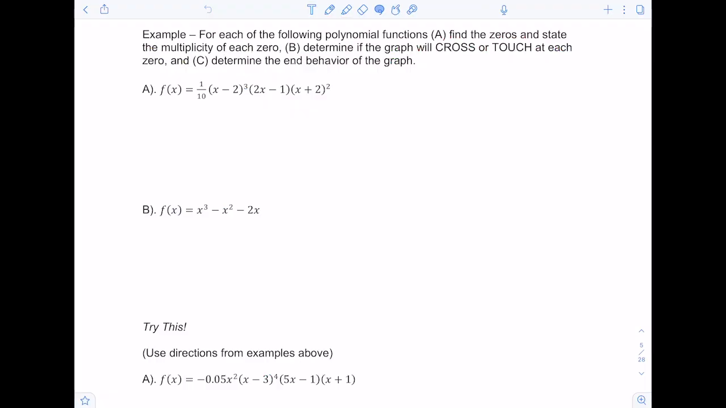Hi all, in this next part of the video, we're going to look at polynomial functions, and we're going to find the zeros and state the multiplicity and determine if the graph will cross or touch at each zero, and then also look at the end behavior. So in this first problem here, we have this polynomial, and I want to find the zeros, which remember just the x-intercepts. So I'm going to take my expression and just set it equal to 0.